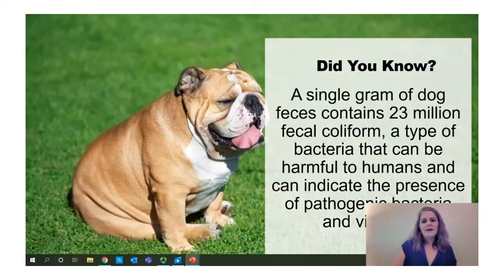Let's talk a little bit about animal waste, or specifically our pet waste. If pet waste is not properly picked up and disposed of, it can lead to pollution, including nutrient pollution and the next type of non-point source pollution we're going to discuss, which is pathogen pollution. In fact, a single gram of dog feces contains 23 million fecal coliform, which is a type of bacteria that can be harmful to humans and can indicate the presence of pathogenic or disease-causing bacteria and viruses.